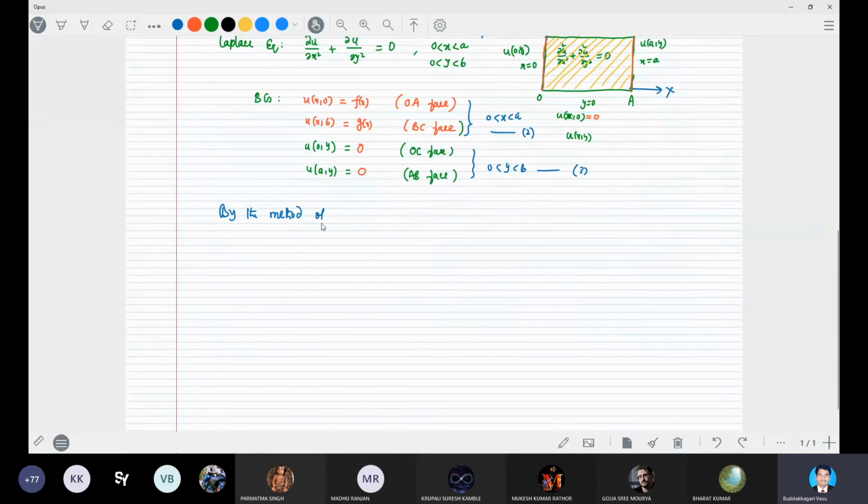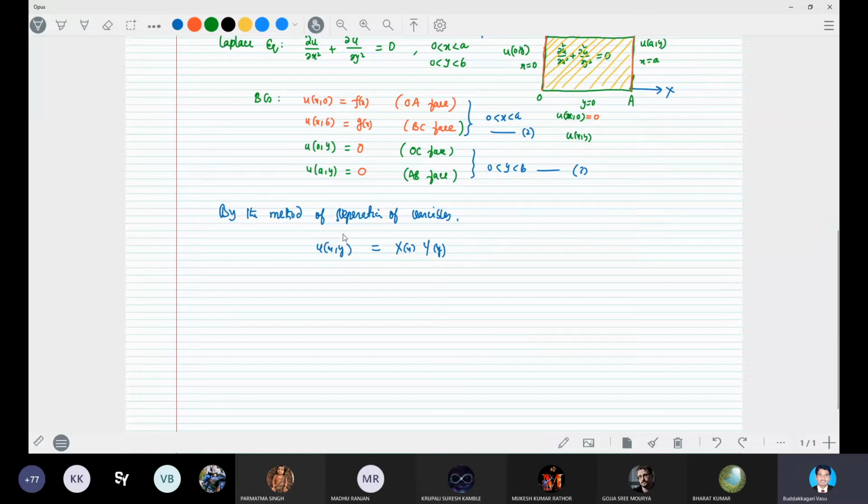Now we solve this equation by the method of separation of variables. Assume the solution is separated: u(x, y) equals capital X times capital Y, where X is a function of x alone and Y is a function of y alone, right?